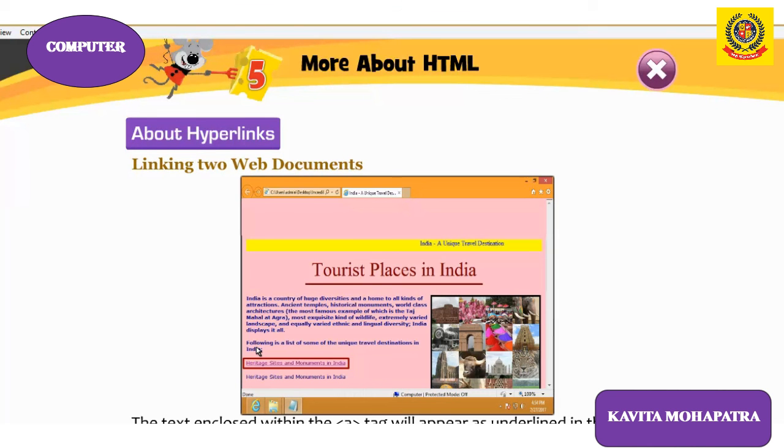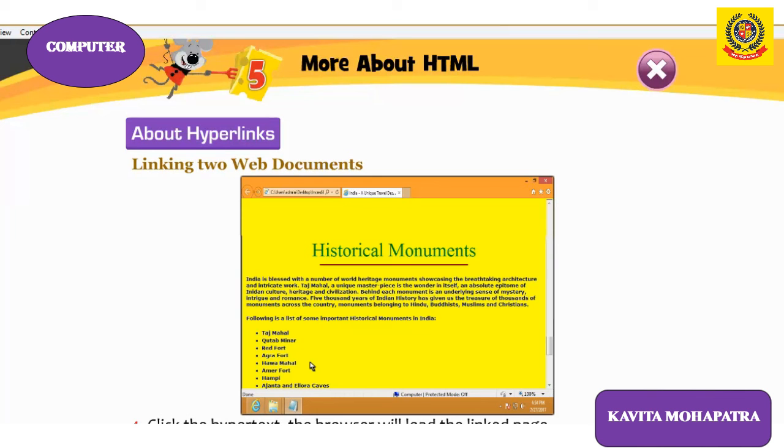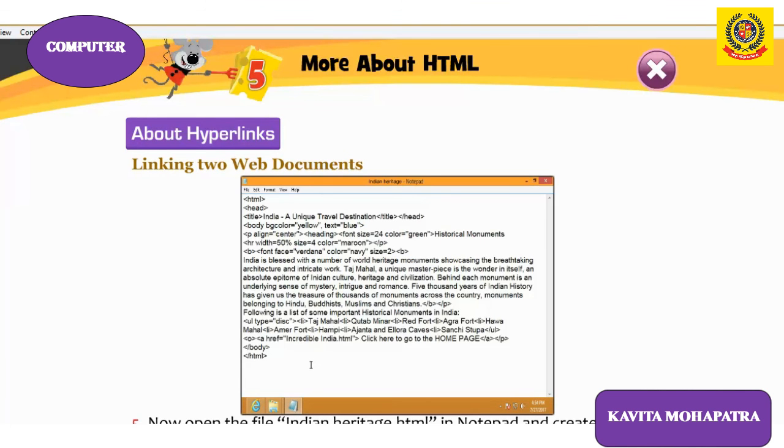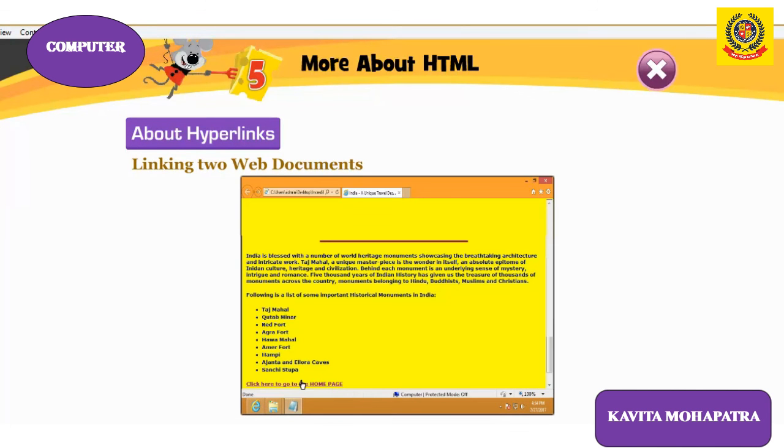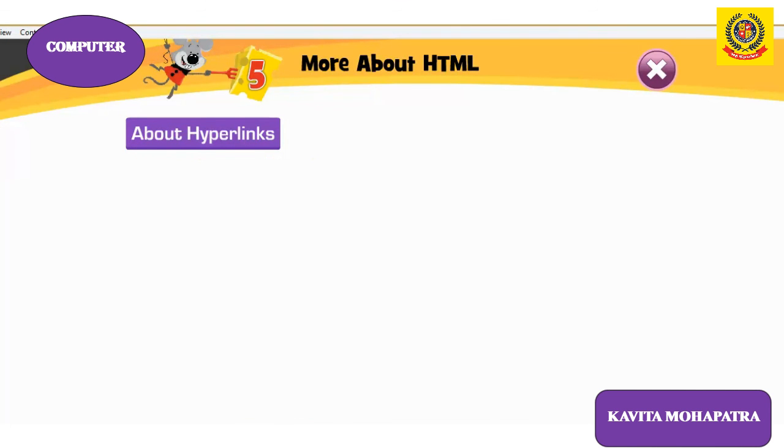Now the text enclosed within the a tag will appear underlined in the browser, showing it has been defined as hypertext. So click the hypertext and the browser will load the linked page, that is indiaheritage.html. Now open the file indiaheritage.html in Notepad and create a hyperlink. So in this way we can link two documents. Save the file and view the web page in a browser. Click on the hypertext to go back to the normal page.